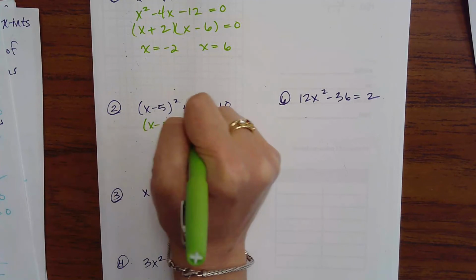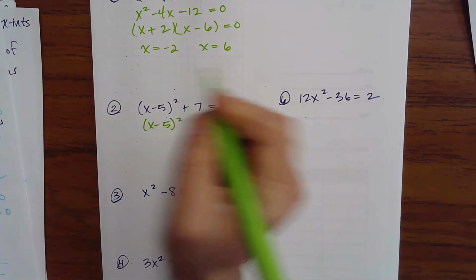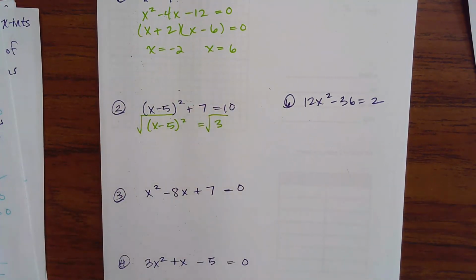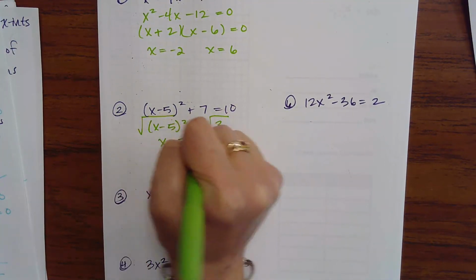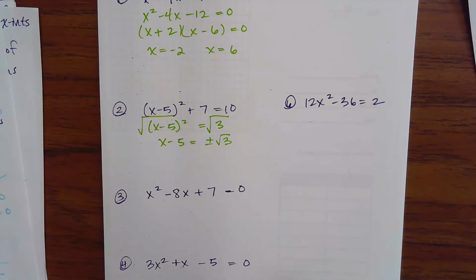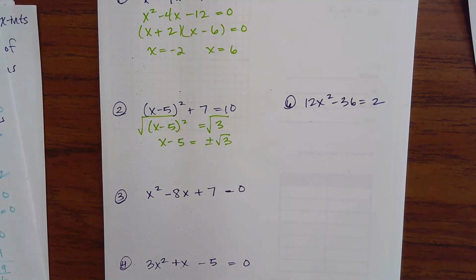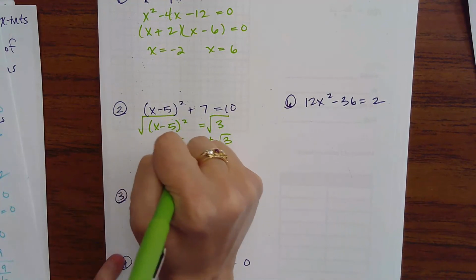And so what that means is you're going to subtract 7, and then you're going to square root both sides. You're going to isolate that x minus 5 that's being squared. So you have x minus 5 equals plus or minus root 3. In most cases, I'm going to have you leave your answer in reduced radical form, unless, of course, we're graphing, then I would have you write it as a decimal.